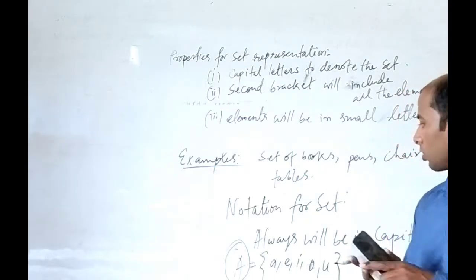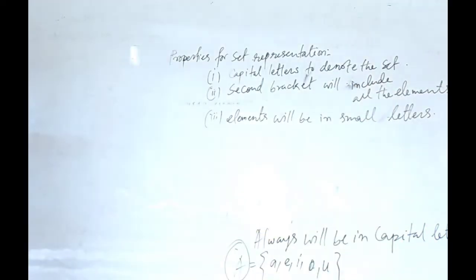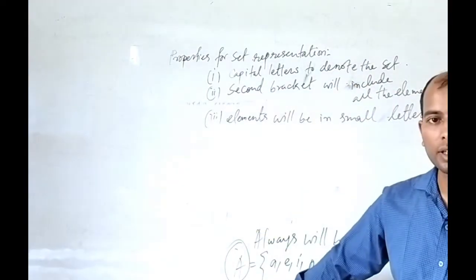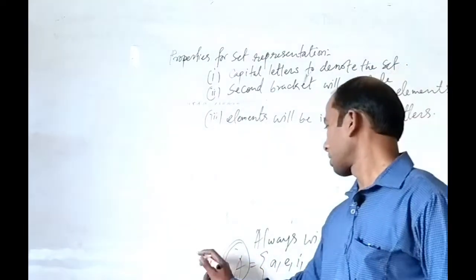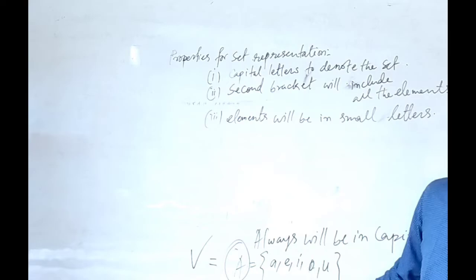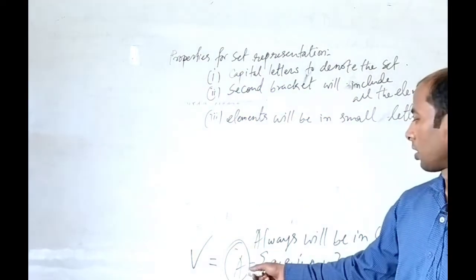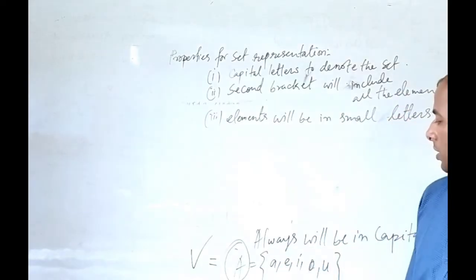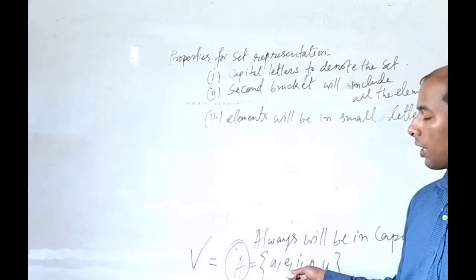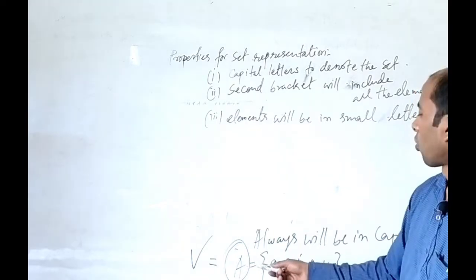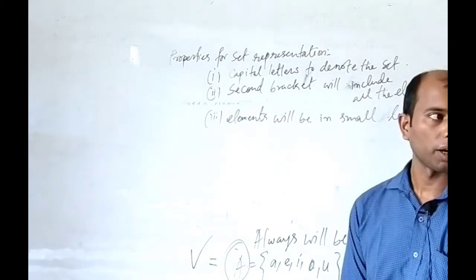So now you have seen one type of representation where all the elements are written. You can write the name of the set as V also, because we represent the vowels of the English alphabet. So a set is represented by a capital letter, the elements are represented by small letters of the English alphabet, and they are included in second brackets.